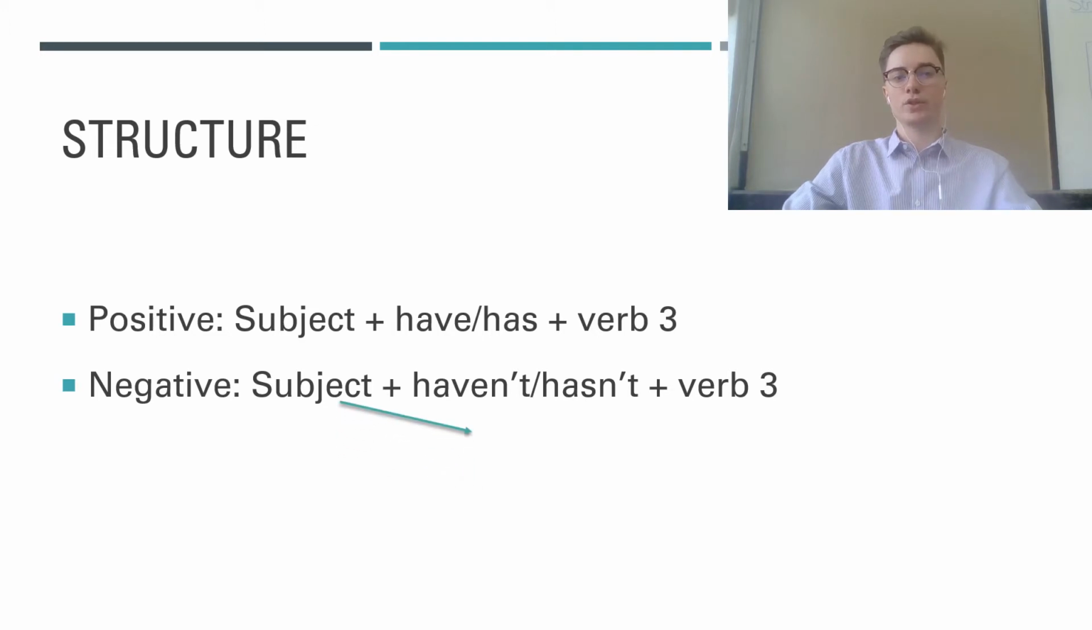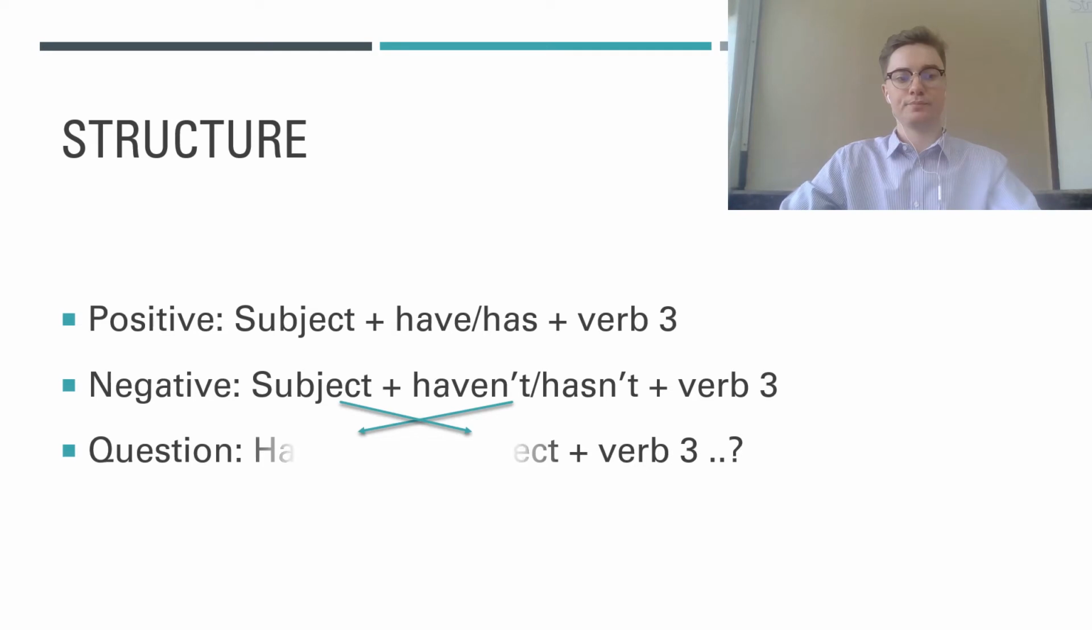So we can also make questions in the present perfect tense. And to do this, we get our subject and our have and has and swap them over. Okay? So it looks like this. Have or has at the start, then the subject, then verb 3.